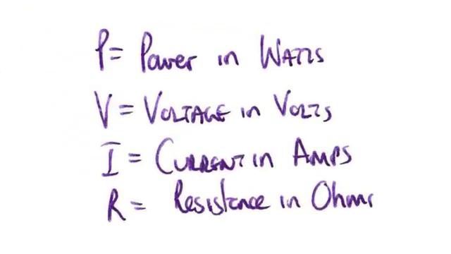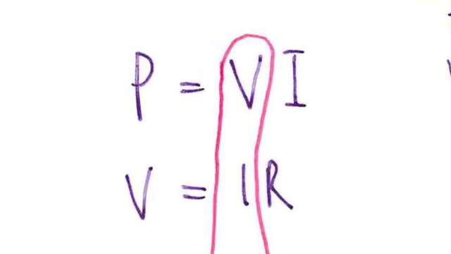Right, we're going to meet some formulas in a second to try to explain how the national grid works and how it saves energy. P is power in watts, V is voltage in volts, I is the international symbol for current in amps, and R is the resistance in ohms. The formulas that we use are P equals VI, so the power is voltage times current.